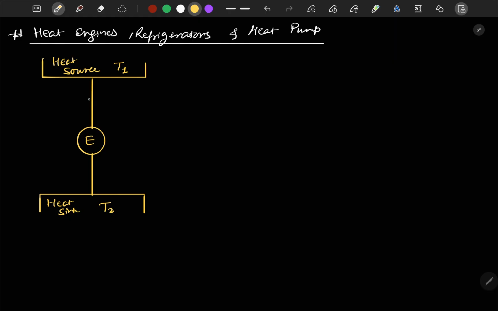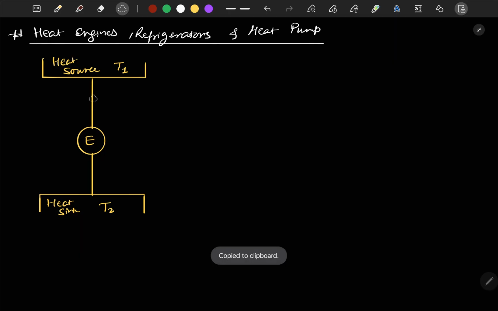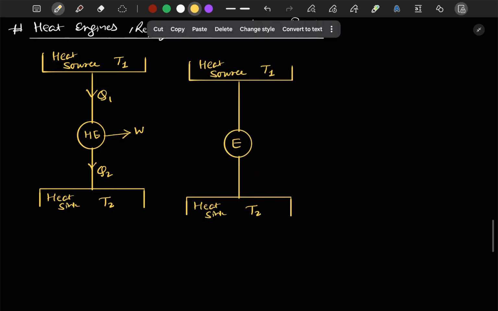Okay, so first let me copy this part. So this engine will take heat Q1 from the heat source and provide heat Q2 to the sink after producing some amount of work. Let's say W is the amount of work in this heat engine. Let's mention it as HE. Now if we talk about refrigeration, in case of refrigeration what happens?